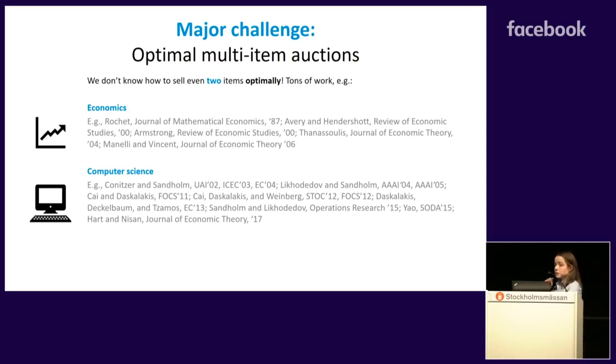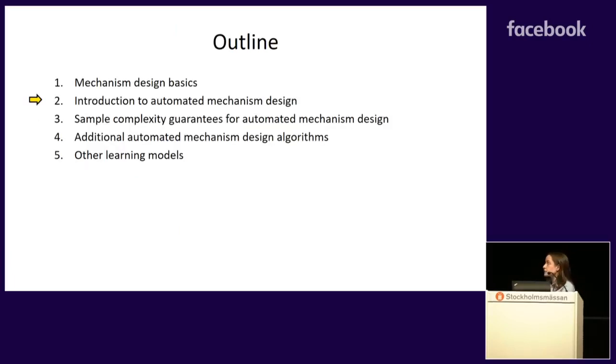But when we try to sell multiple items, there are huge roadblocks. We don't even know how to sell two items optimally in a revenue maximizing way. There's been tons of work in this field from both the economics community and the computer science community. And next, Tuomas is going to tell you more about automated mechanism design for multi-item auctions.